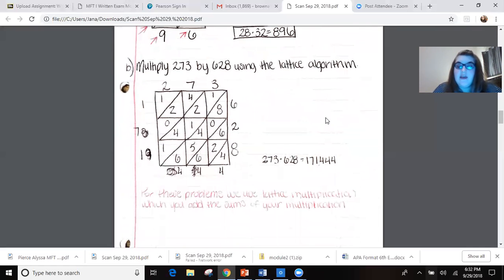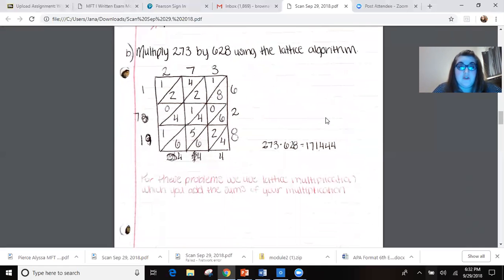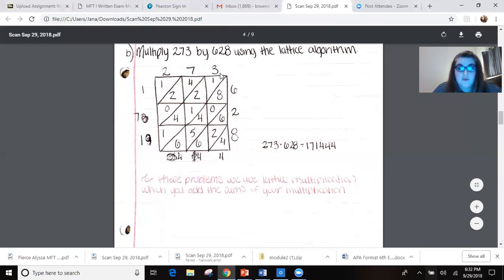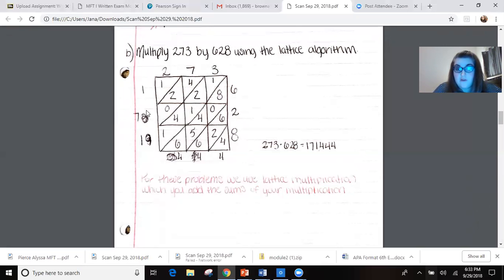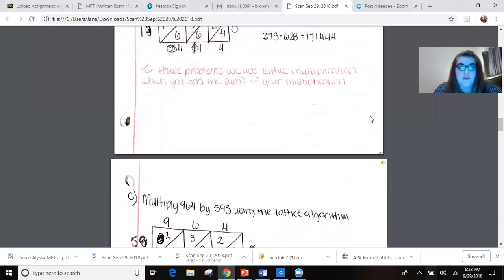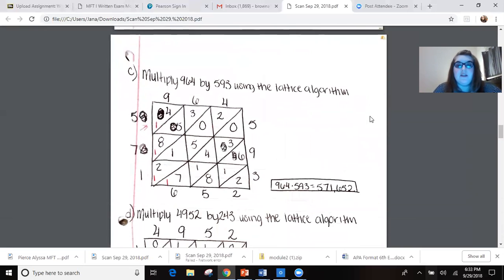So for B, same deal. Multiplying 273 by 628 using the lattice algorithm. So 273 written there, 628 written here. So then you're going to have all of your answers. You're going to multiply 3 and 8, 7 and 8, 2 and 8, and so on and so forth to come out with 171,444.